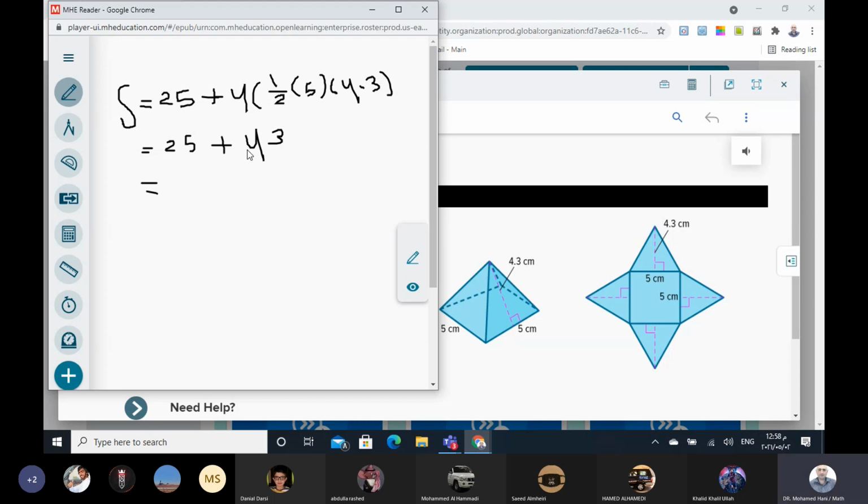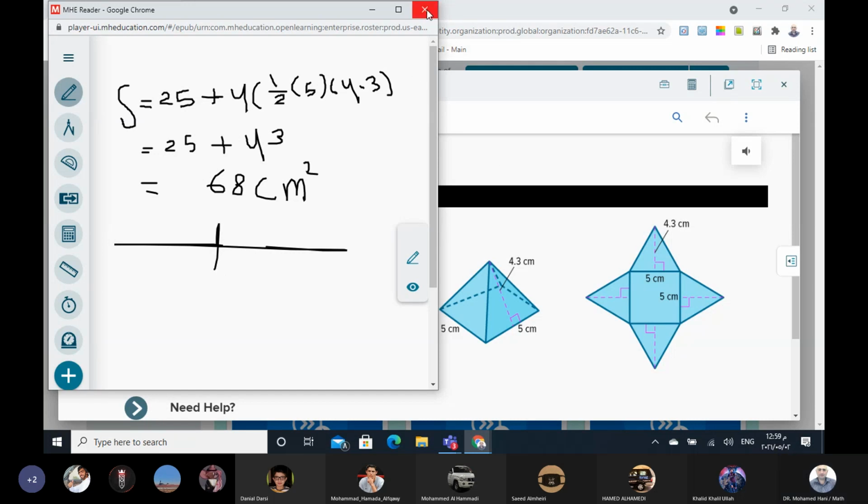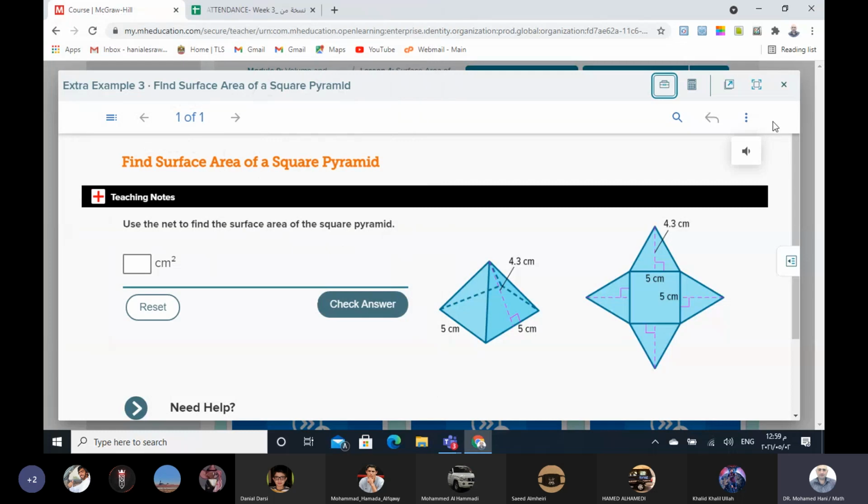Now 25 plus 43 will be 68 centimeters squared. Excellent. 68 centimeters squared. Who has any question? No questions? No, Mr. Okay.